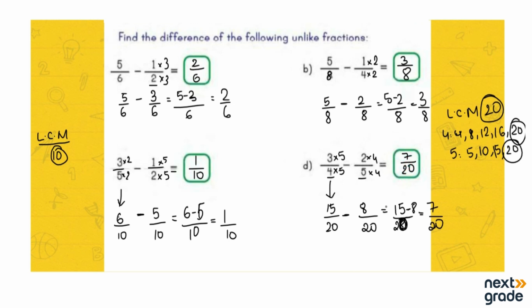So this is how you can do the subtraction by converting the unlike fractions into like fractions, and by simply multiplying one of the fractions or by changing both of these.